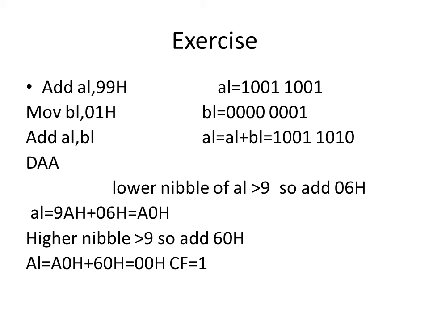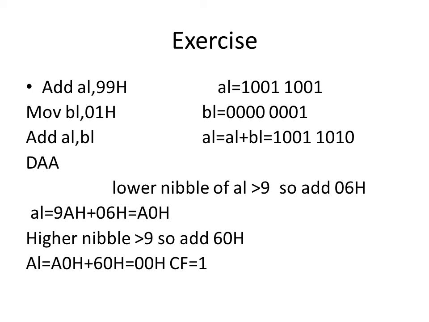Exercise question asked for you. AL value is 99H. It is converted into the corresponding binary value, so that you can simply observe the content of AL. Then the BL value is 01. Then ADD AL, BL. So 99H plus 01H, you can see the addition. The addition is 9AH. 1010 means 10, that is 9AH.